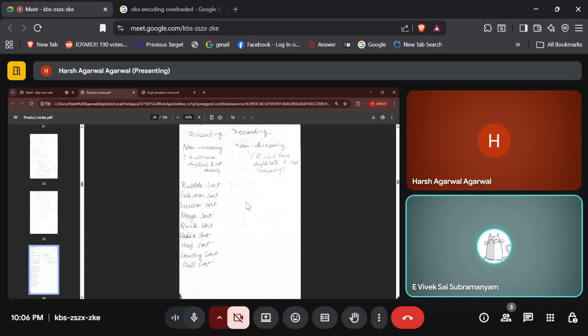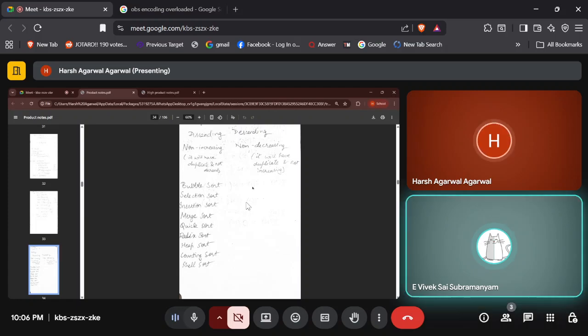I remembered. Okay, so the difference between selection sort and insertion sort is that in selection sort you are doing the comparison and swapping, while in insertion sort we are inserting it between those elements. Okay, got it. That is the difference.